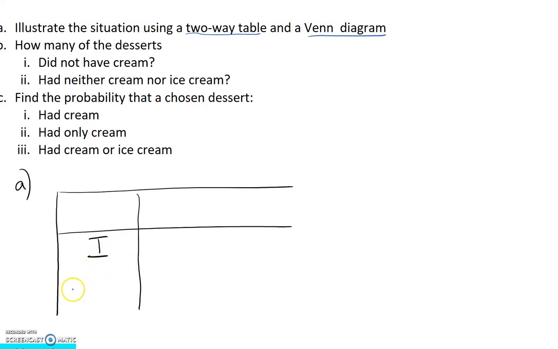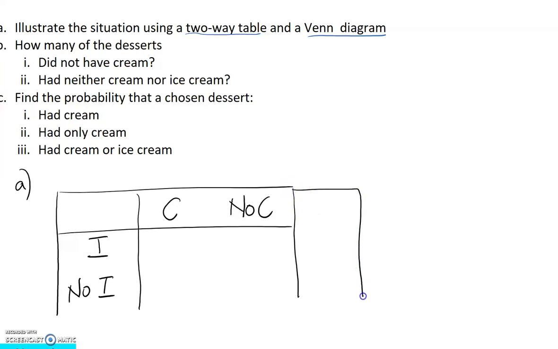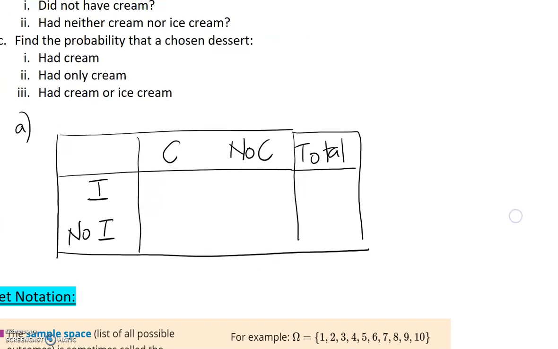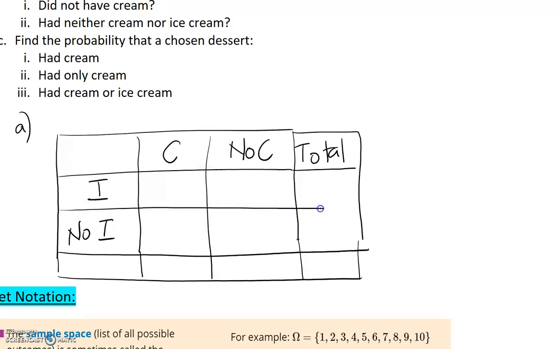So people either had ice cream or people didn't have any ice cream. People either had cream or people did not have any cream. And then we also have the totals column. Likewise, we have the same for ice cream as well. Okay. Right, let's just complete that. And that's the total over there.